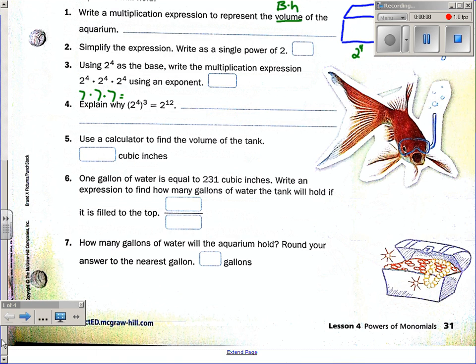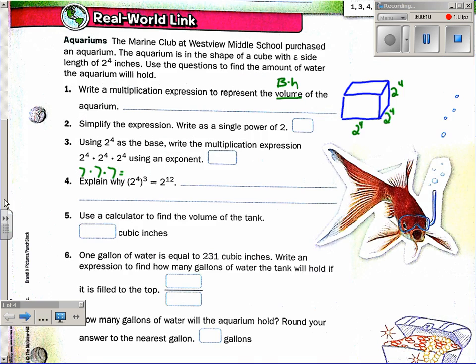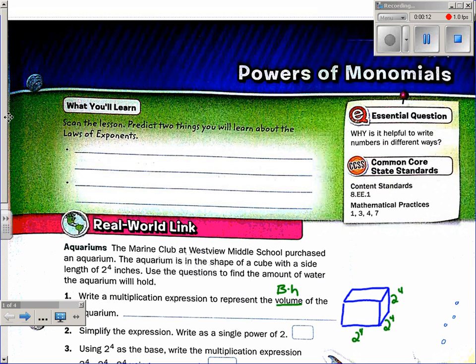We are going to be on page 31 of your book, so go ahead and turn to page 31. I want you to do what it says at the top here. It says, scan the lesson, predict two things you will learn about the laws of exponents. That's going to be the next 4 pages, so flip through those, pause here, and predict two things you will learn about this lesson. Okay, so you should put something there.